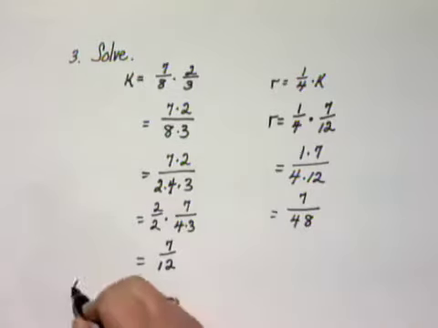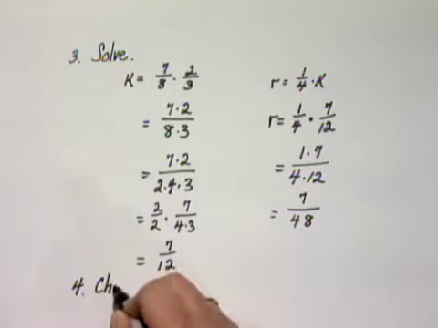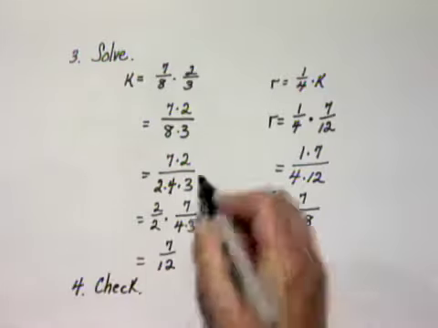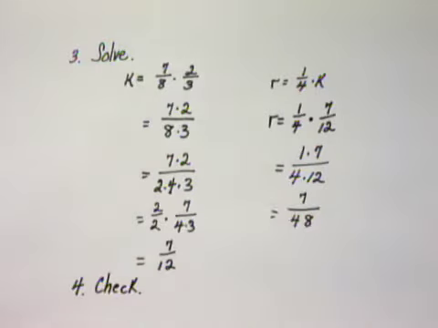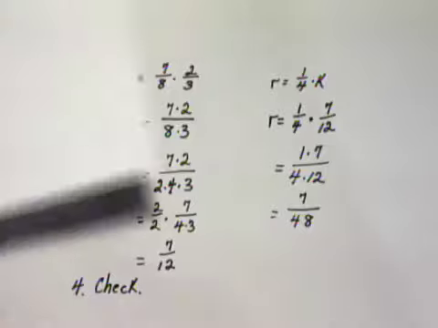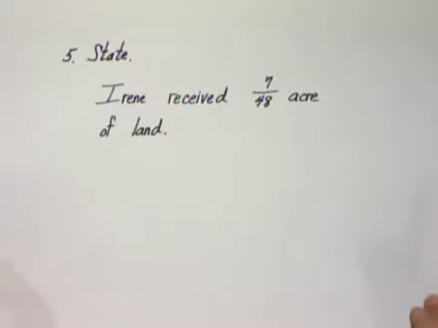Now we move to our next step, which is to check. And in this case, probably the best check would be to go over our calculations again and make sure we didn't make any mistakes. And we would find that the answer does check, and we need to state clearly the answer to the question, and that is that Irene received 7/48 of an acre of land.